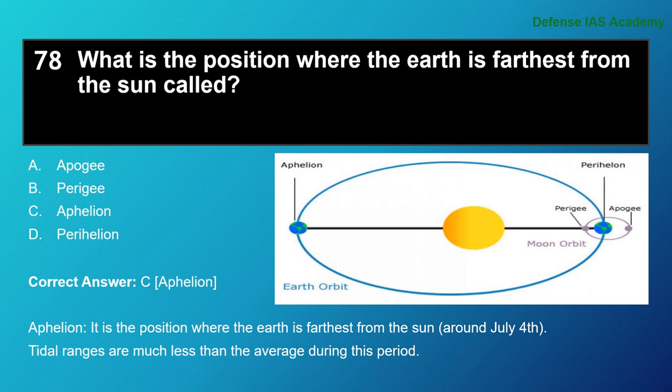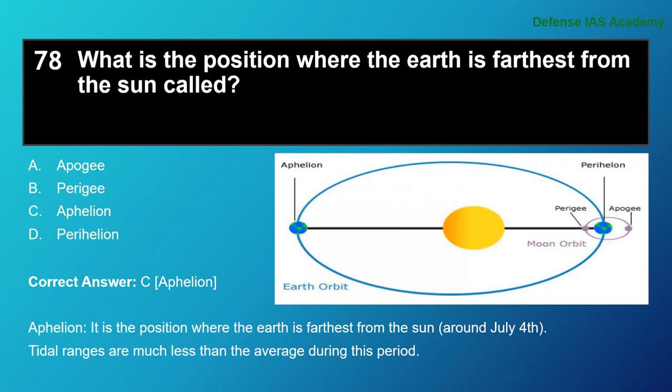What is the position where the earth is farthest from the sun called? Answer is option C, aphelion. It is the position where earth is farthest from the sun, and it happens around July 4th. The tidal ranges are much less than the average during this period.